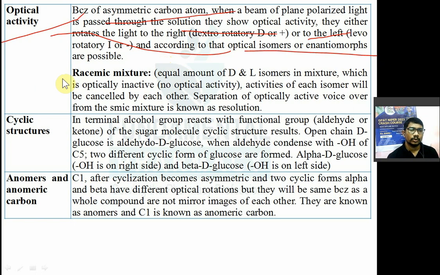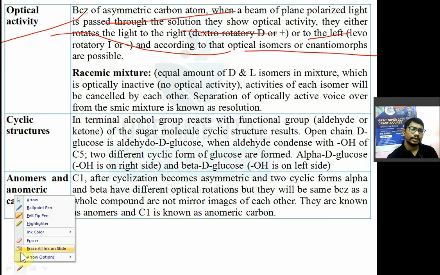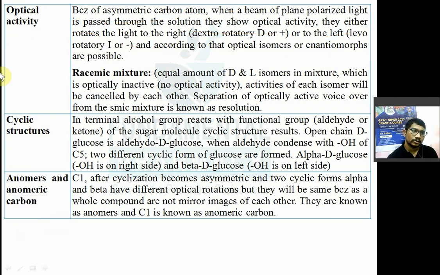Now, what is meant by a racemic mixture? If the two isomers, D and L, are present in an equal amount in the mixture, it is known as a racemic mixture. So D isomer and L isomer, both in equal amounts in a mixture, we call it a racemic mixture.